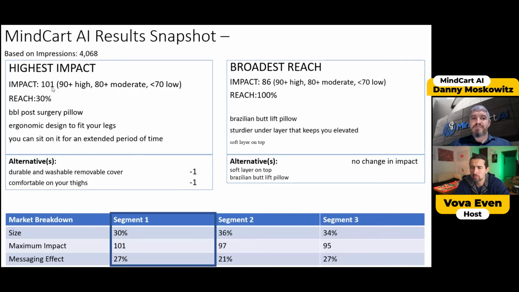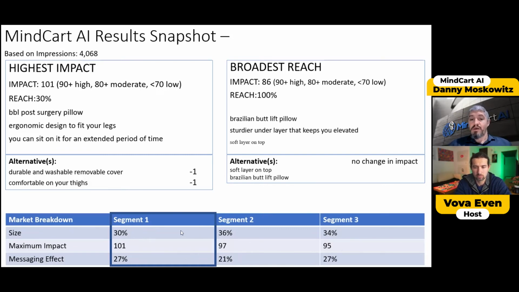What happens is basically the highest impact. We're trying to find the group of people that are most interested in your product, and that ended up being segment 1. You can see the scores. The scores here are all very high, but this is the highest one.